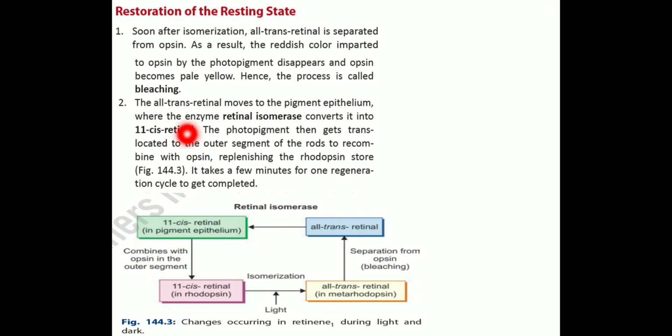So you need to remember here that all-trans retinal moves to the pigment epithelium, where the enzyme retinal isomerase converts it into 11-cis retinal. The photopigment then gets translocated to the outer segment of the rods to recombine with opsin. This replenishes the rhodopsin store, and it takes a few minutes for one generation of the cycle to complete.